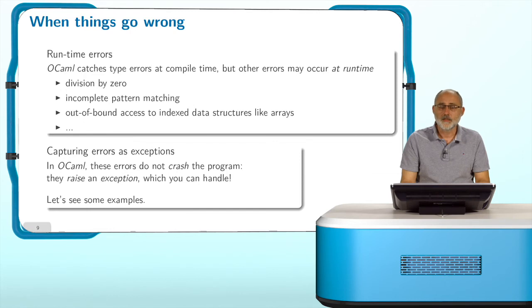What is very nice is that in OCaml, when these errors occur, your program does not crash. What happens is that the system wraps this error into an exception which is raised, and then this exception is something that you can handle. Let's see this on some examples.